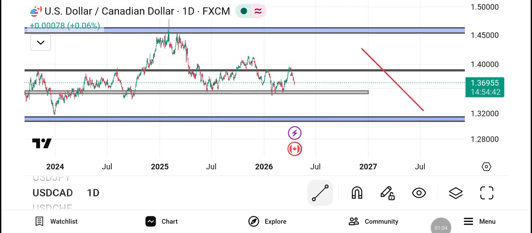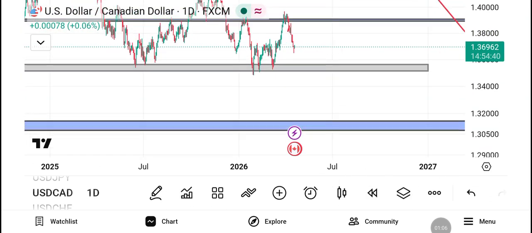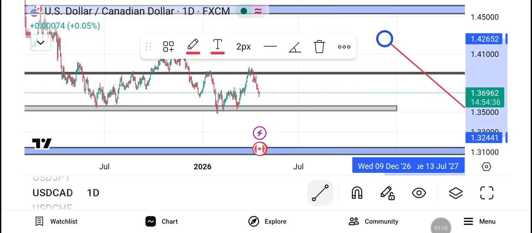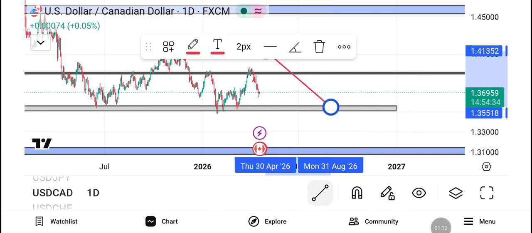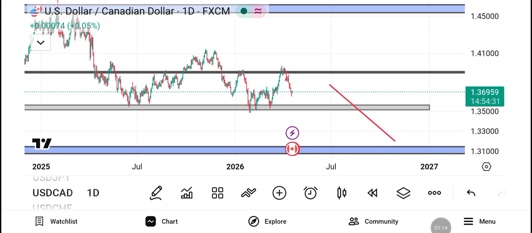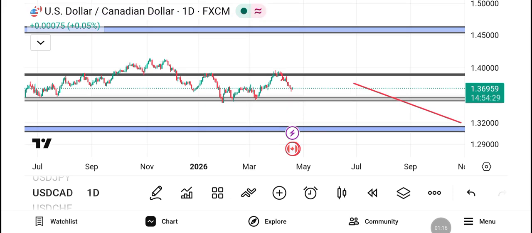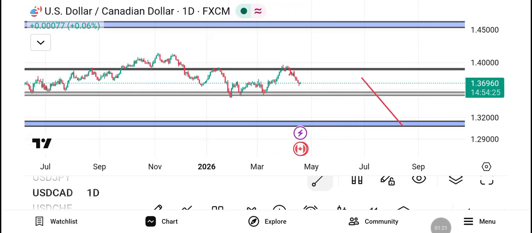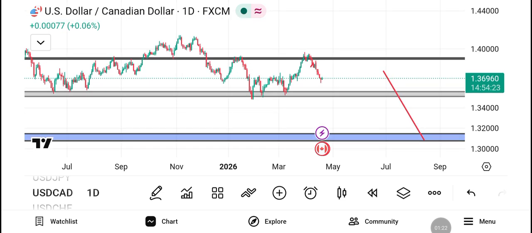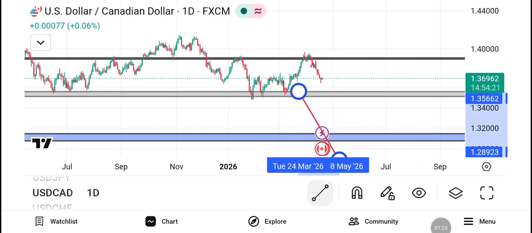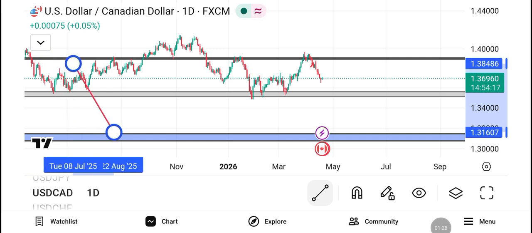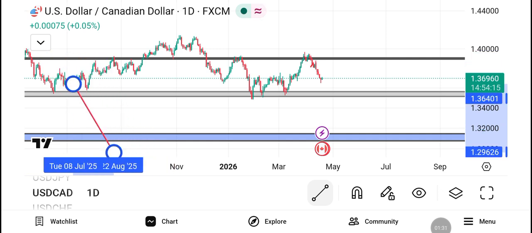I found the market forming support and resistance. Pardon me, I'm supposed to use my mouse. Now, this is a key level, a market that has been held for a very long time. You can see from 2025, I think.